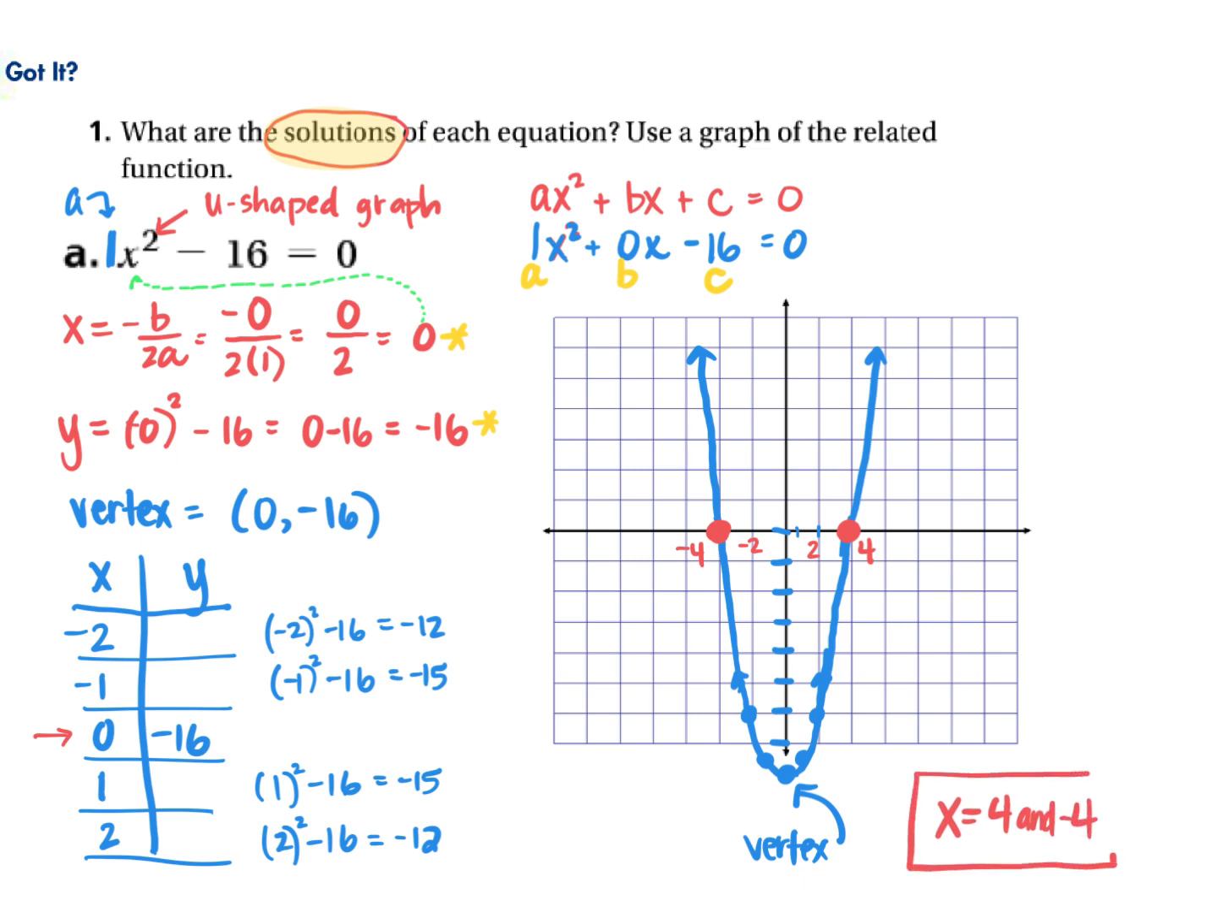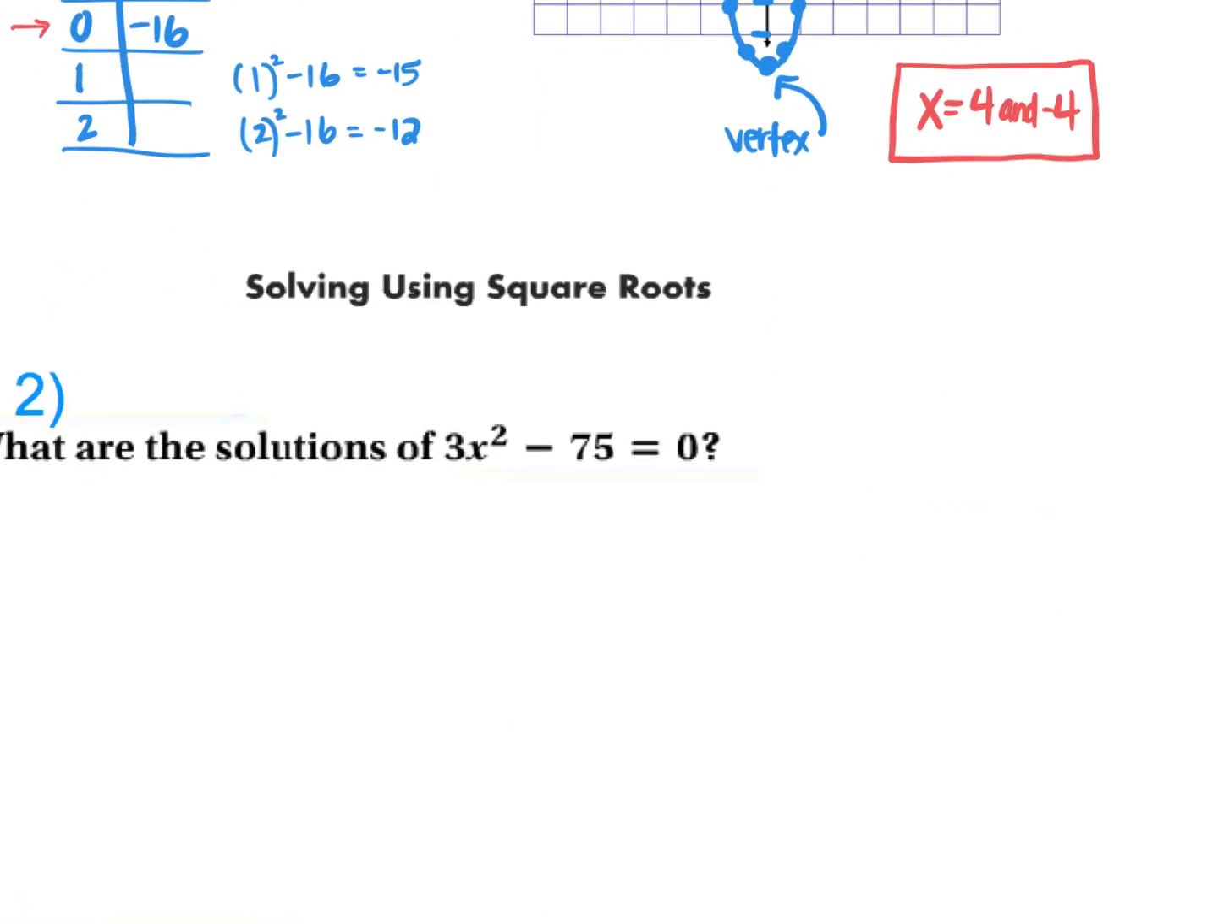That is what you should have learned how to do last week. You should have learned how to make a vertex. You should have learned how to make a table. You should have learned how to graph and how to identify where the solutions are. This is doing the solutions using the graphing method. All right, that's a review from last week. Let's move on to the next one.